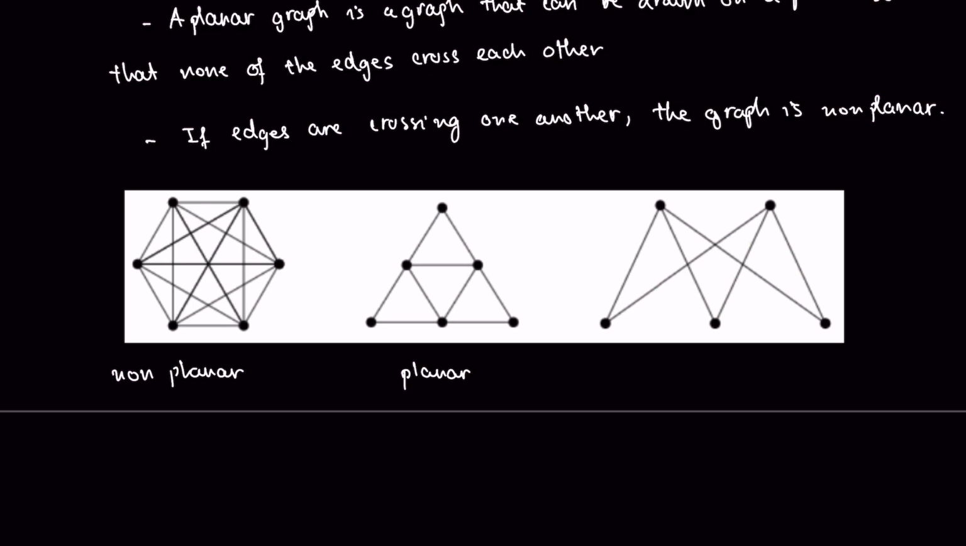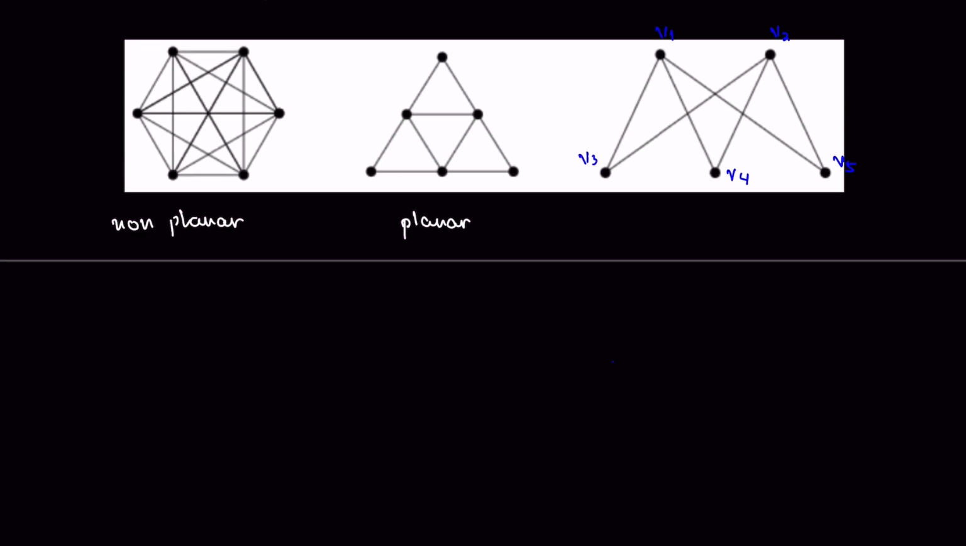For this graph, it looks like a non-planar graph, but we can actually redraw it to get a planar graph. So this is V1, V2, V3, V4, and V5, and if we redraw the graph as follows, with V3, V4, and V5 like this, we see that this is a planar graph. So I can say that this last graph is non-planar, but can be drawn as planar.